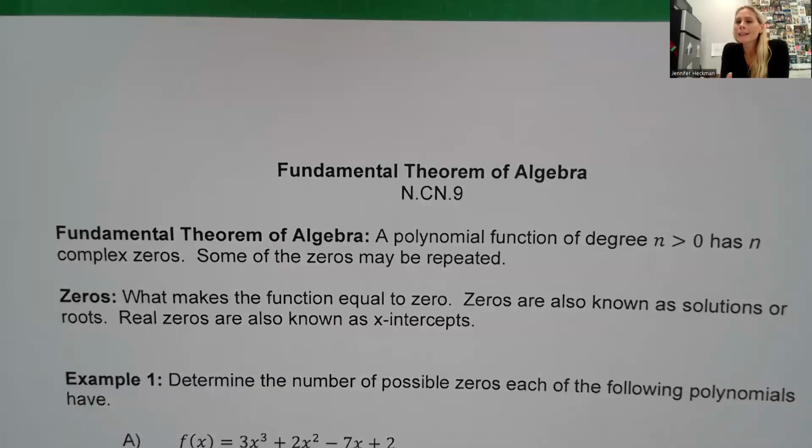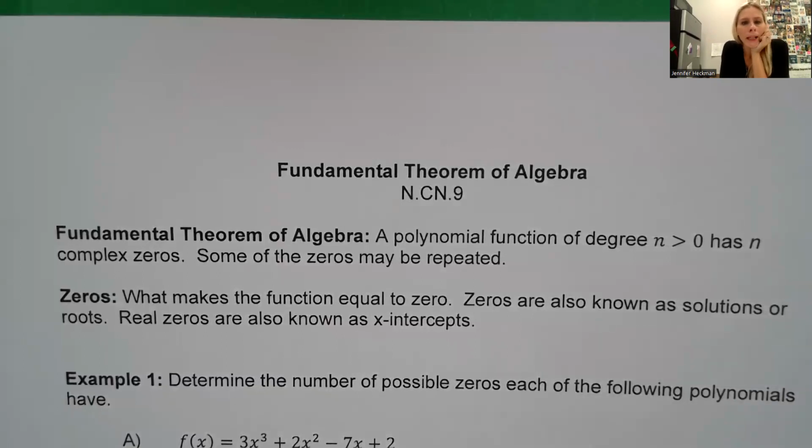So complex zeros could be real zeros, meaning hitting the x-axis, or complex, meaning they don't hit the x-axis, but there's that chance, okay? And there's a possibility of the max amount of zeros, okay?